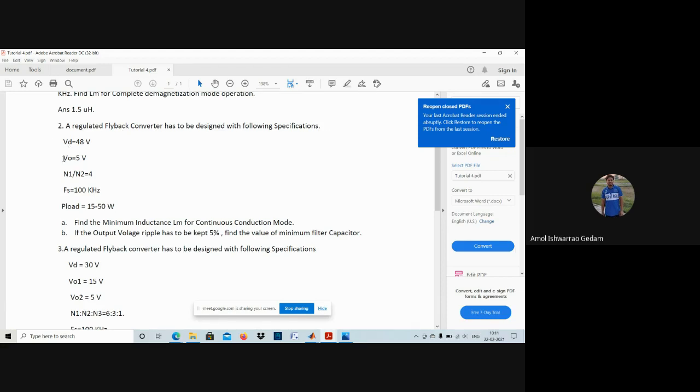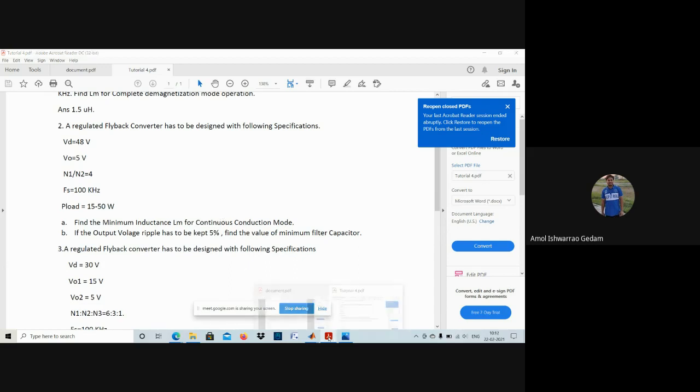VD will be 48 volt, V0 will be 5 volt, the turns ratio N1 by N2 is equal to 4, and Fs is equal to 100 kilohertz. The load power is varying between 15 to 50 watt. Find the minimum inductance for continuous conduction mode, and if the output voltage ripple has to be kept at 5%, find the value of minimum filter capacitor. So first we have to determine the minimum inductance that will keep the converter in continuous conduction mode.